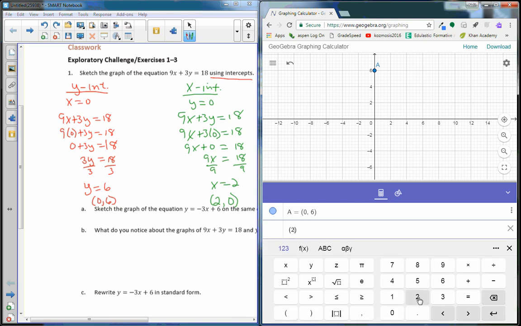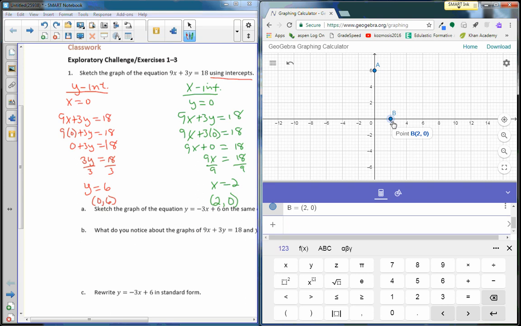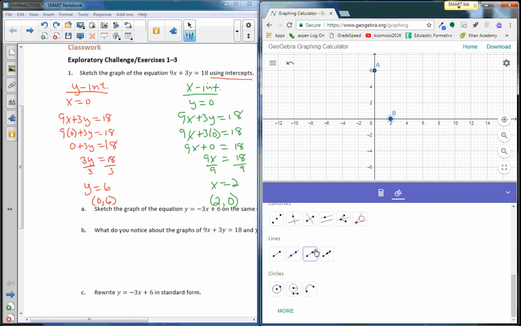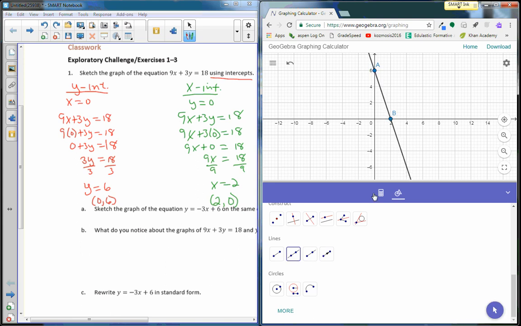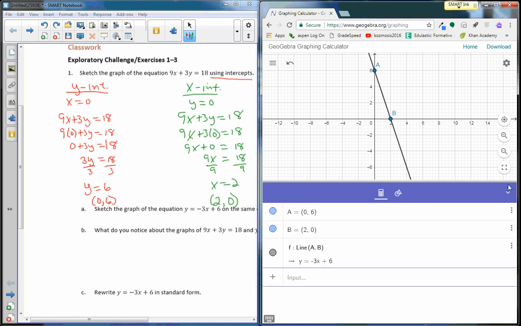So if I input (2, 0), there is my x-intercept. This is my x-intercept. This is my y-intercept. And now I can graph a line through those 2 points. And there it is. Okay. And there's my equation: y equals -3x plus 6.